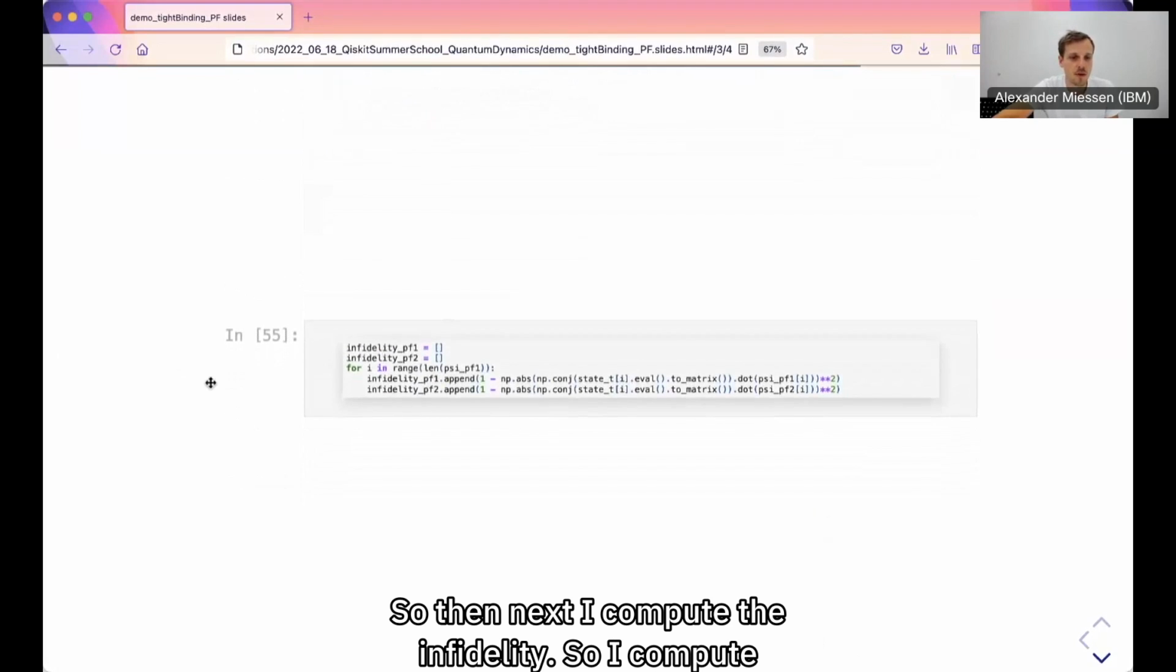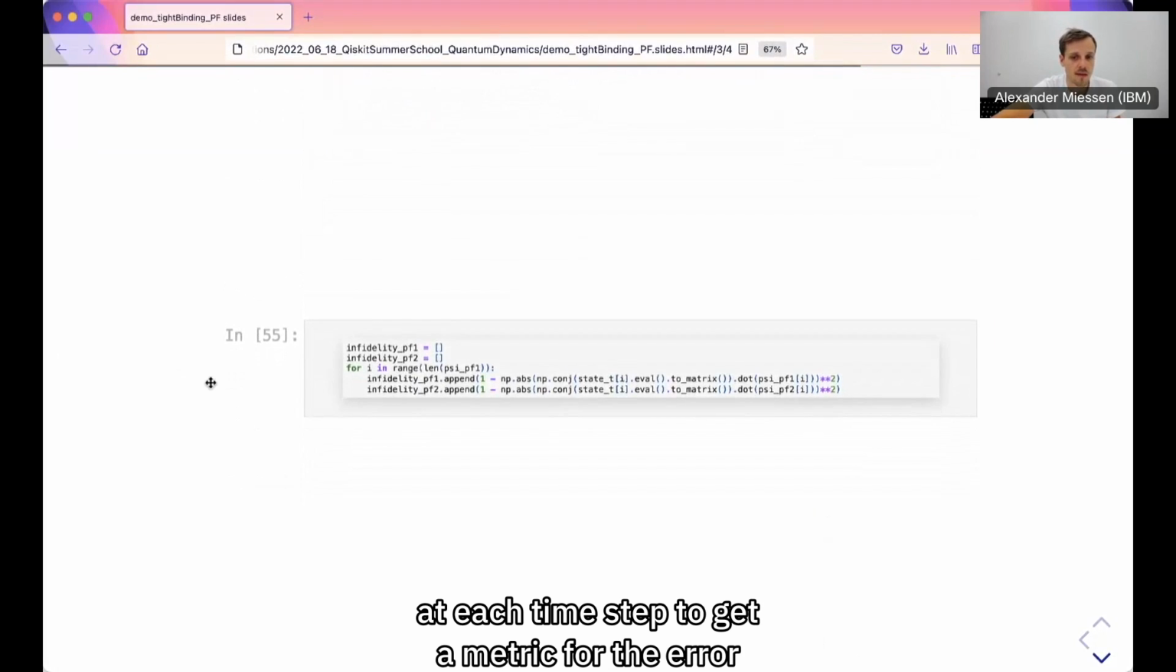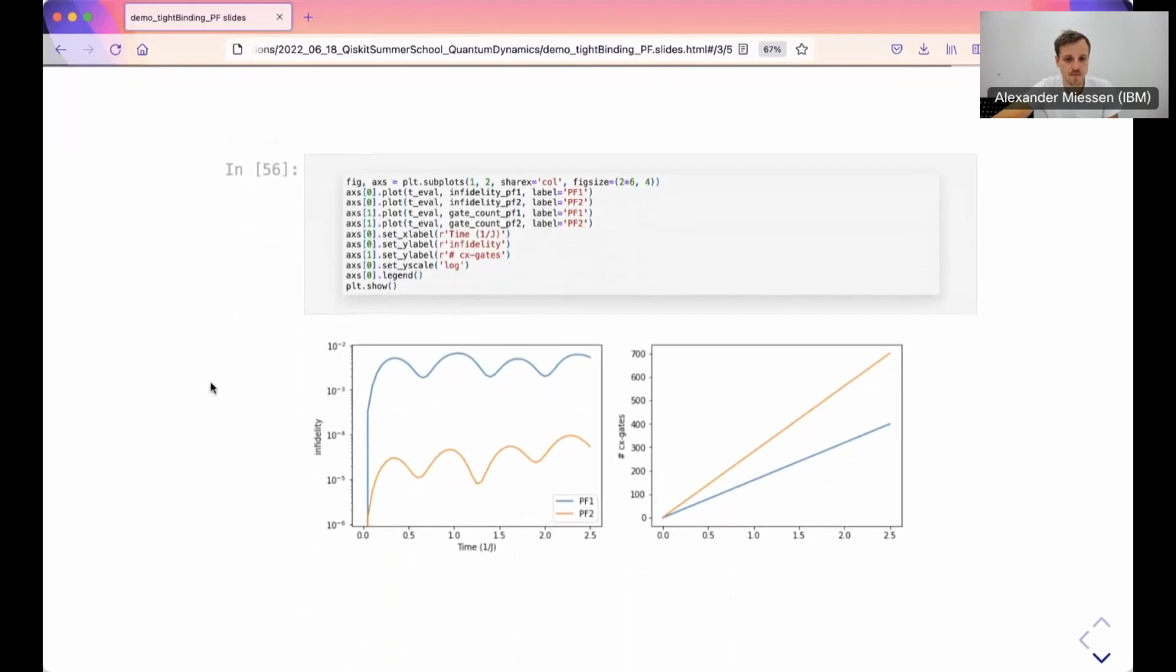Next I compute the infidelities. So I compute the overlap, or 1 minus the overlap with the exact state at each time step, to get a metric for the error that I make in both of these simulations, for product formulas order 1 and order 2. And then I plot these things.